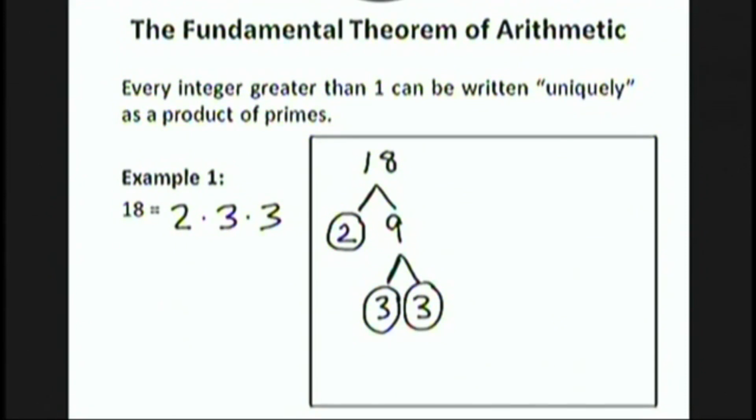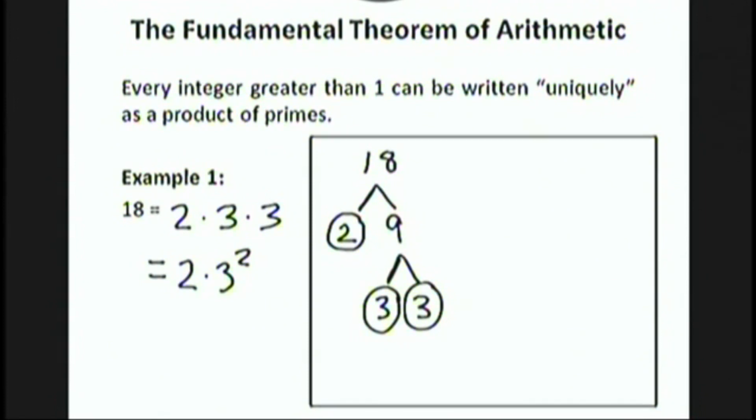Remember, canonical form means we write in increasing order of primes. 2 first, followed by 3. When we have repeated primes, to write it a little more simply, we'll use an exponent. So we'll write 18 as 2 times 3 squared.